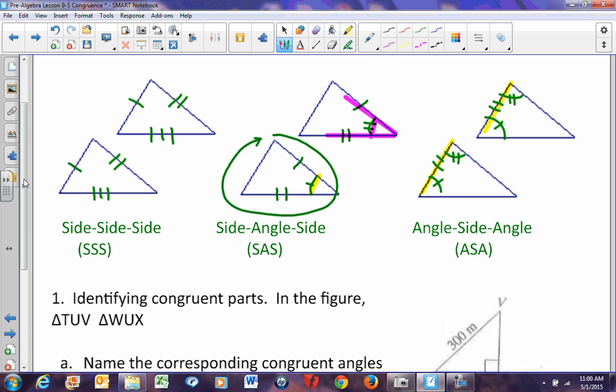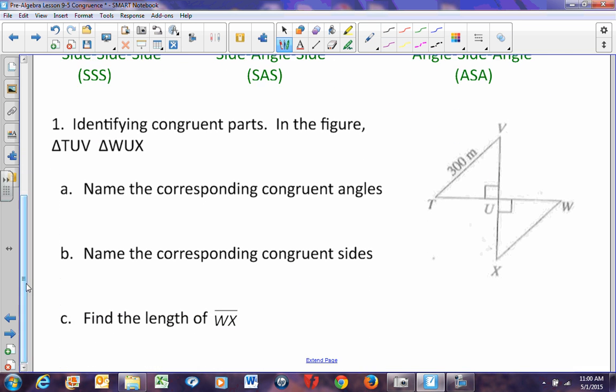And now we're going to go to identifying congruent parts in a figure. Here we have this figure here. And it says identifying congruent parts. In this figure, TUV is congruent to WUX.